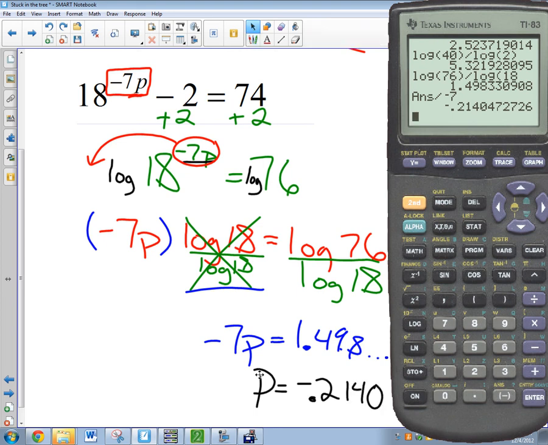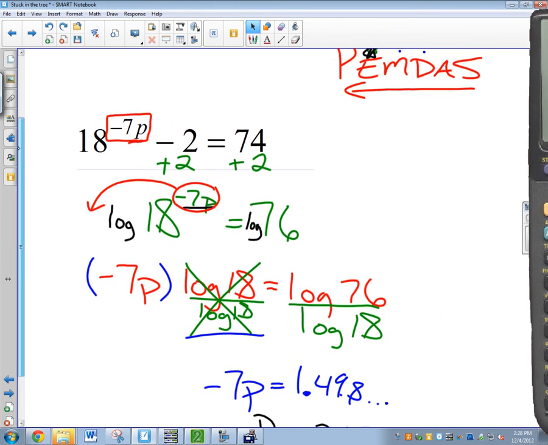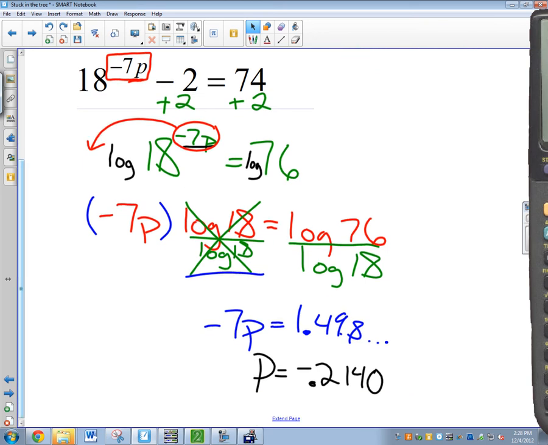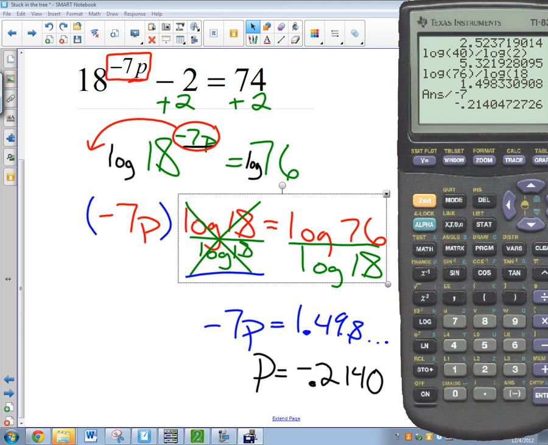There we go. So again, look what we did. We're thinking PEMDAS in reverse. We added the number over first. Once I got just the 18 to an exponent here, I needed to get the exponent down. So the way I did that is I took the log of both sides. I moved the exponent out in front. I moved this out in front here. And I divided both sides by the log of 18. That canceled. I typed in log of 76 over the log of 18 into my calculator. And then finally, I divided by negative 7. P is equal to negative 0.2140.